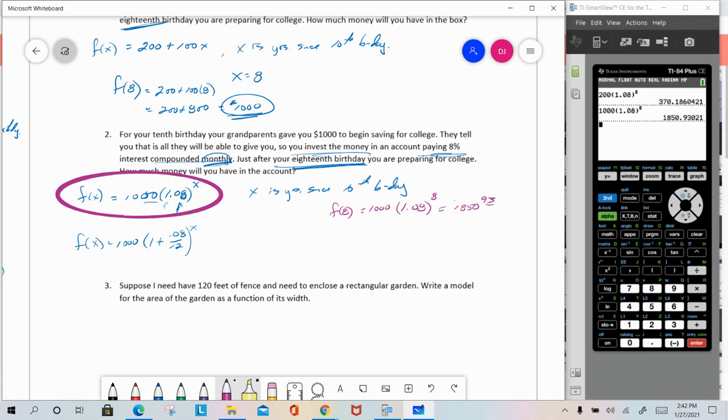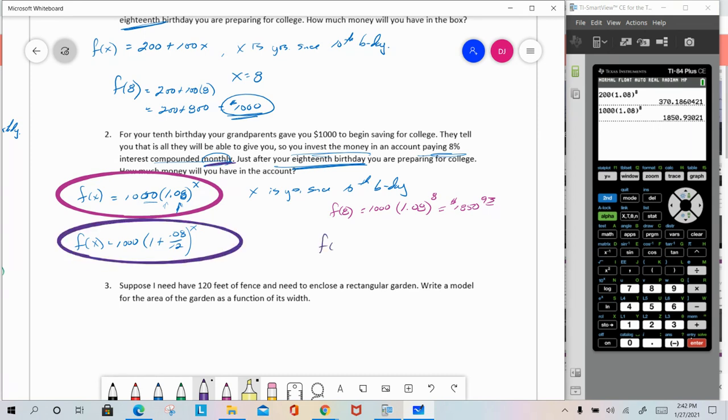So after 8 years, after my 18th birthday, I would have $1,850.93. Notice, by the way, the dollar sign comes in front of the number. That would be if the interest is compounded annually. However, if the interest is compounded monthly, we're going to use this formula. Okay, we're going to use that one.